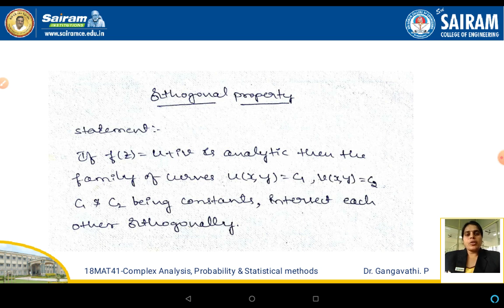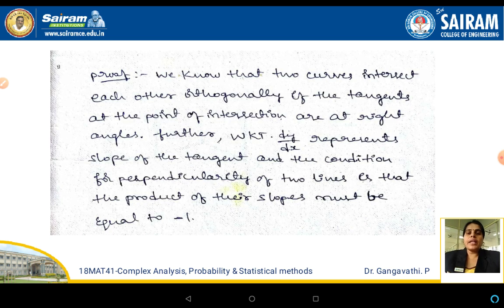The statement of the orthogonal property is that if f(z) = u + iv is analytic, then the family of curves u(x,y) = c1 and v(x,y) = c2, c1 and c2 being constants, intersect each other orthogonally. So if f(z) = u + iv is an analytic function, and u and v are functions of x and y taken as families of curves, then these families of curves intersect orthogonally. This is the statement of the orthogonal property. The angle between both the curves must be 90 degrees.